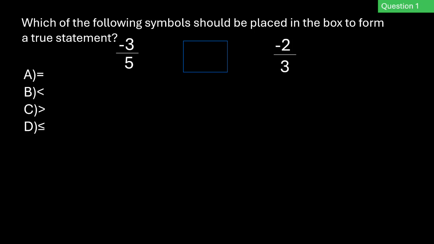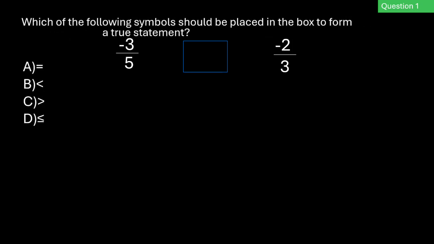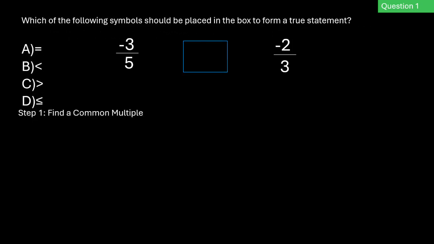Because the denominators are different, you add another step to your math problem, and that is to find the common multiple. To do this, you'd have to list the multiples of 5 and the multiples of 3. The multiples of 5: 5, 10, 15, 20, and so on. The multiples of 3: 3, 6, 9, 12, 15, and so on.